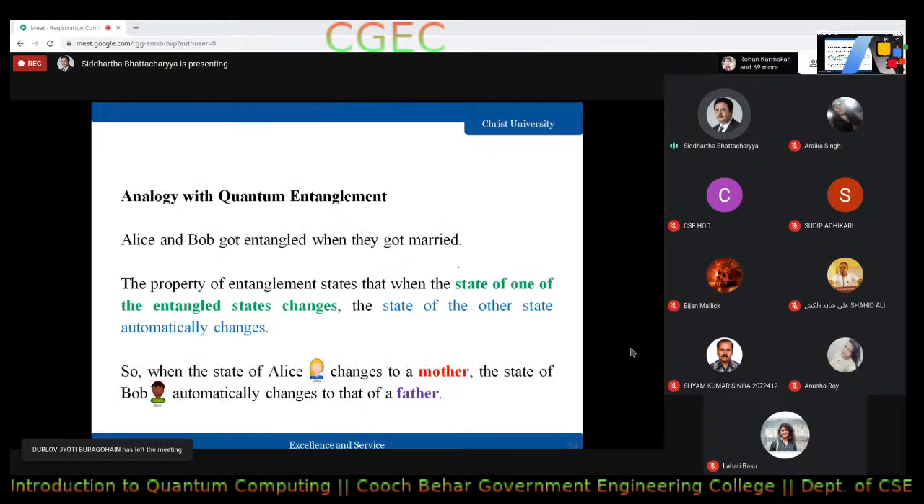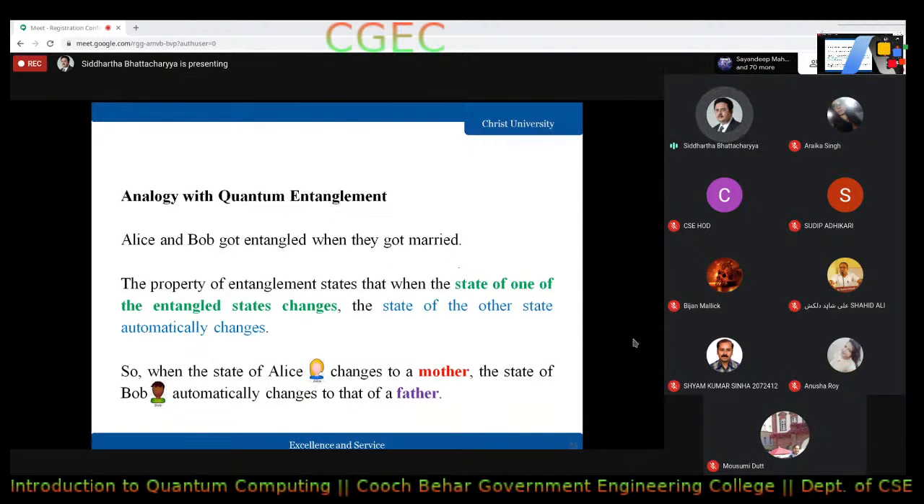If you make an analogy with quantum entanglement, Alice and Bob got entangled when they got married. This is the first event. They become correlated to each other. Now, the property of entanglement states that when the state of one of the entangled states changes, the state of the other automatically changes. So when the state of Alice changes to a mother, the state of Bob automatically changes to that of a father. Without any formal communication between Alice and Bob, Bob becomes a father, while the state of Alice changes to mother.